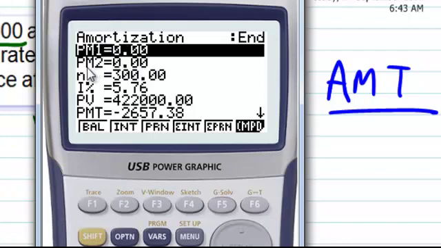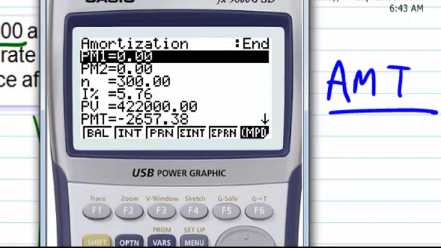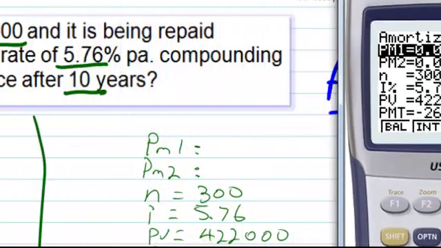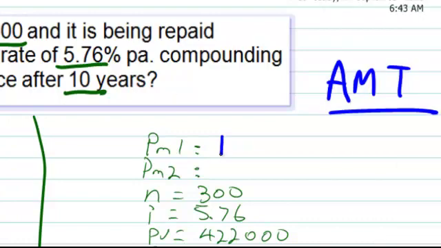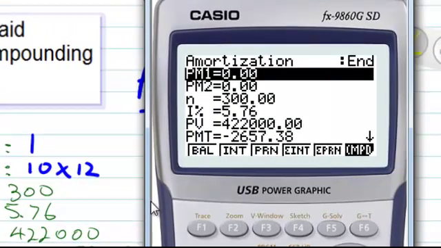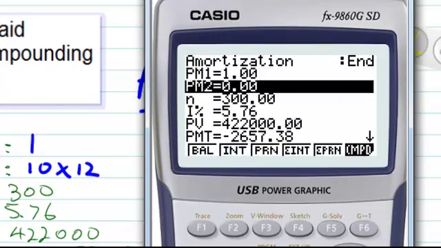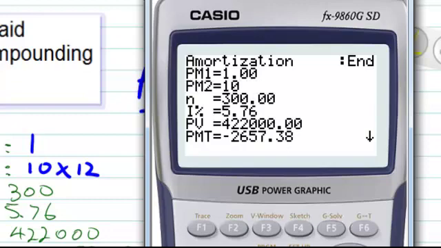PM1 stands for payment 1, PM2 stands for payment 2. So for our little example, our payment 1 is at the beginning of the loan, and we want to find the balance after 10 years. So your payment 1 is going to be the first one, so you always write that in, and the second one is going to be 10 years, but we're paying monthly, so it's going to be 10 times 12. So on the calculator, you just come in here, you enter 1 for the first payment, and then 10 lots of 12, which will be 120 in there.